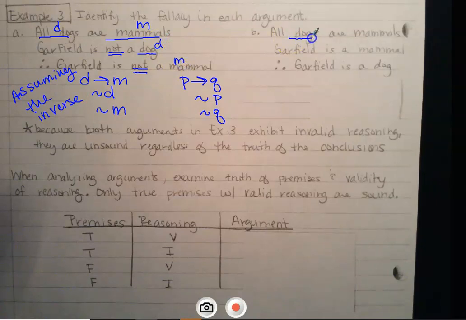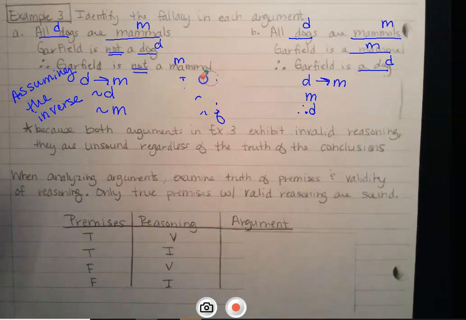So now we have all dogs are mammals. So now we've got D and M. So if D, then M, all dogs are mammals. Okay. Garfield is a mammal. Well, that's an M, so my statement for that one is M. Therefore, Garfield is a dog. All right, well that's a dog. So now I have therefore dog, which is not the same fallacy that I have over here.